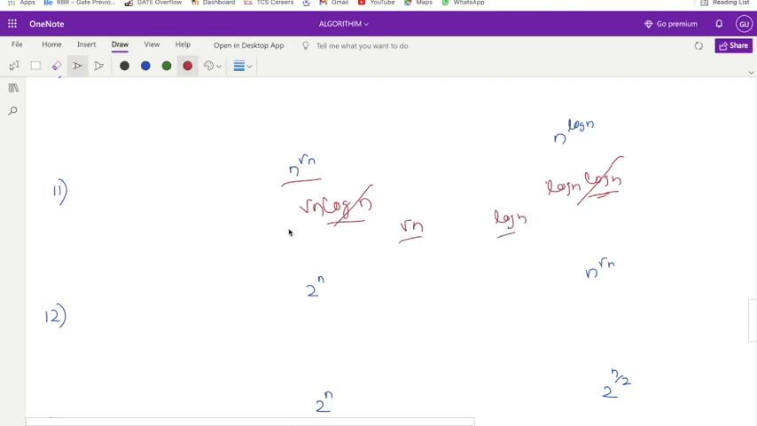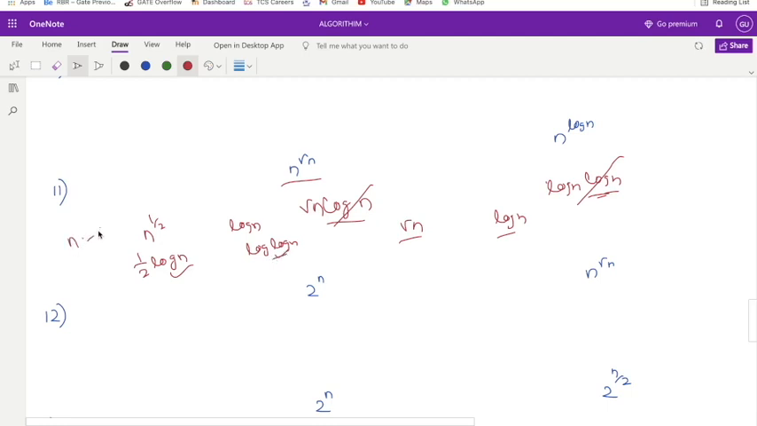If you have no idea how to calculate, just use the logarithm formula. So n root n can be written as n power half. This can be written as log n. So I am applying logarithm both sides. Then I will be getting half log n here and I will be getting log n here. So obviously log n will be greater than half log n, right?